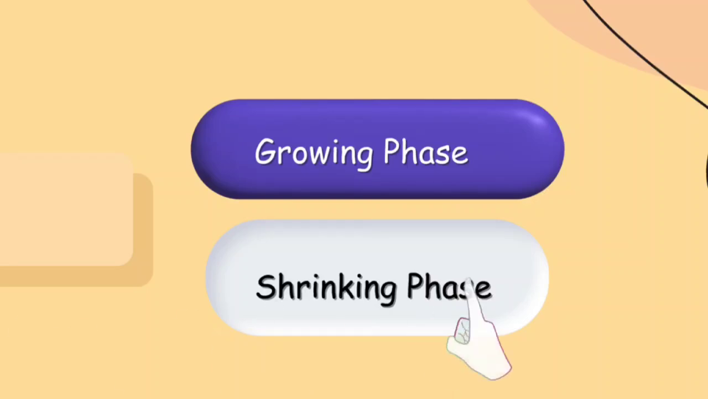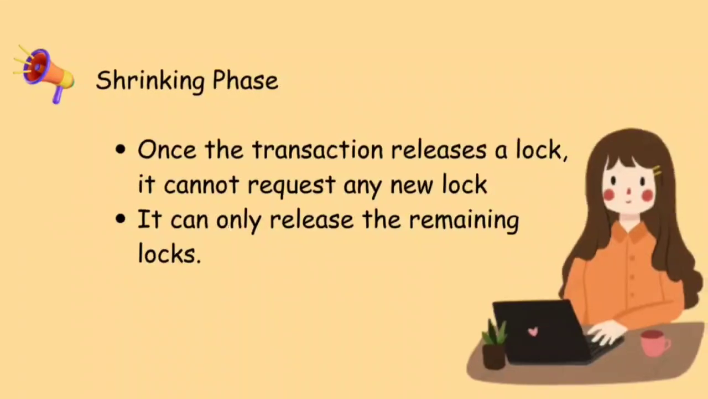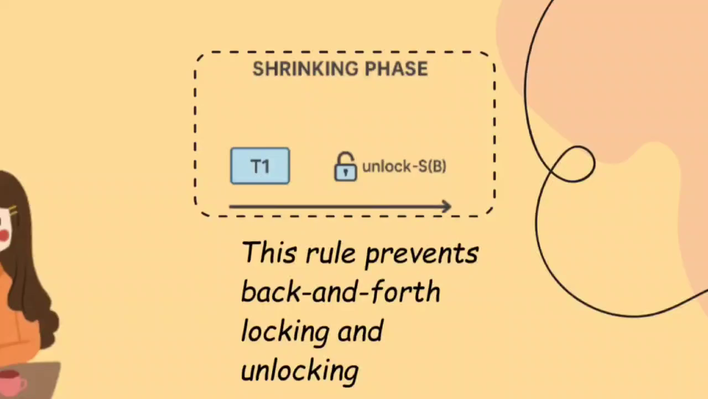Next, the shrinking phase. Once the transaction releases a lock, it cannot request any new lock. It can only release the remaining locks. This rule prevents back and forth locking and unlocking.